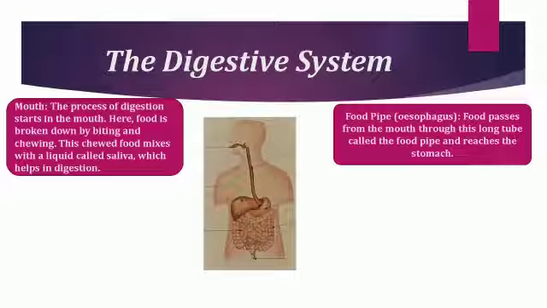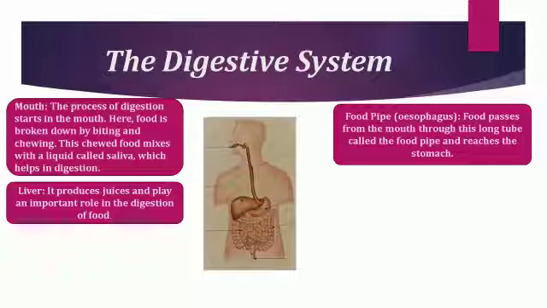Now next is food pipe. It is also called esophagus. Food passes from the mouth through this long tube called the food pipe and reaches the stomach. Now liver. It produces juices and plays an important role in the digestion of food.